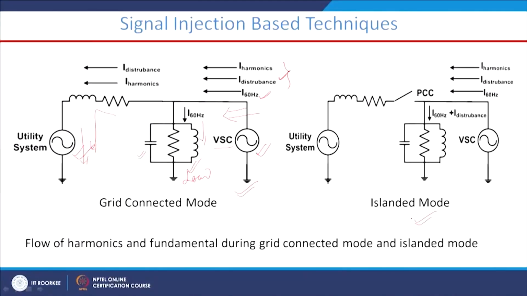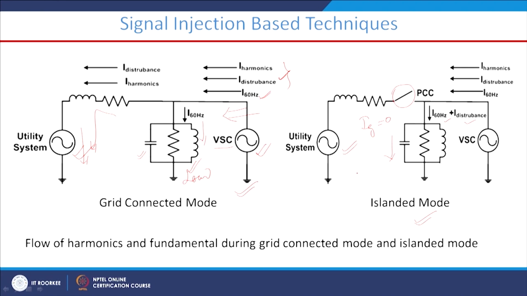the grid side terminal. During islanded mode of operation, the circuit breaker at the grid side is open. As a result, the grid current is 0. What happens in this condition? The I 60 or 50 hertz signal and I disturbance, including the harmonic components, flow through the load. That is the difference between the grid connected mode and the islanded mode of operation.